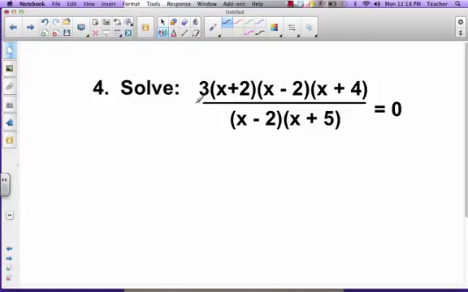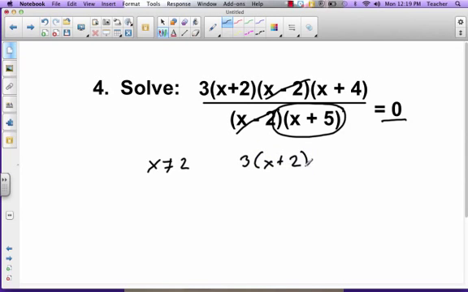Next example, much more involved, but already factored for us. And again, our process is to divide out the wholes, so we note that x cannot be equal to a positive 2. But then we don't really care about this part right here as far as solving. We know that x equals a negative 5 makes the denominator 0. But when we're solving, when it's set equal to 0, we put what's left in the numerator set equal to 0.